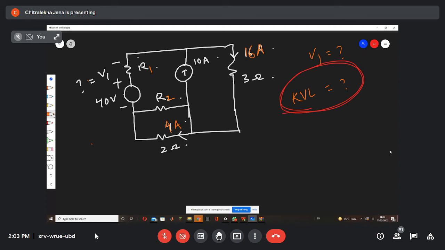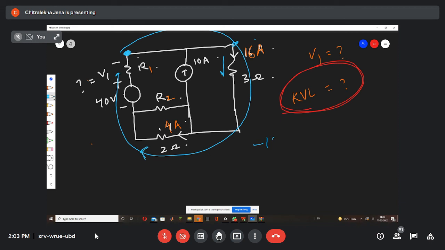So much time you are taking? See, a simple equation will solve. I have told you, just apply Kirchhoff's voltage law. I want V1, so I will apply Kirchhoff's voltage law in the circuit. What is my equation? Tell me, I will start from here. I know the current, I know the sign convention. It will be minus 16 into, I am traveling in clockwise direction.